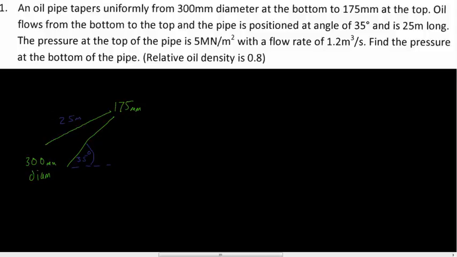So for our calculations we need to know this height here. We'll call that h. That's simple trigonometry. So our value of h is going to be equal to 25 sine 35, and that is equal to 14.34 meters. Okay, so we'll need that later on.